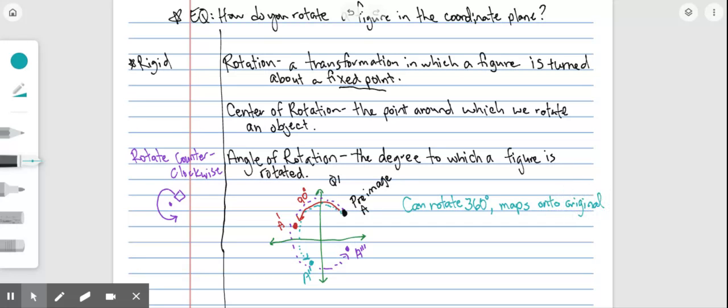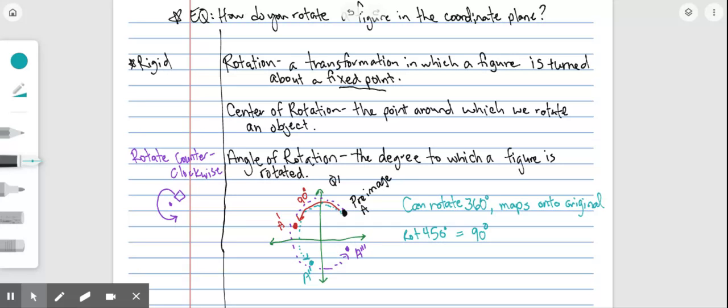Okay. You can also rotate more than 360 degrees, but the result will be the exact same as if you rotated that number minus 360. So for example, if you rotated 450 degrees, that's the exact same as rotating 90 degrees, because 450 minus 360 is 90 degrees. And so you would get the exact same image as you would if you just rotated 90 degrees.